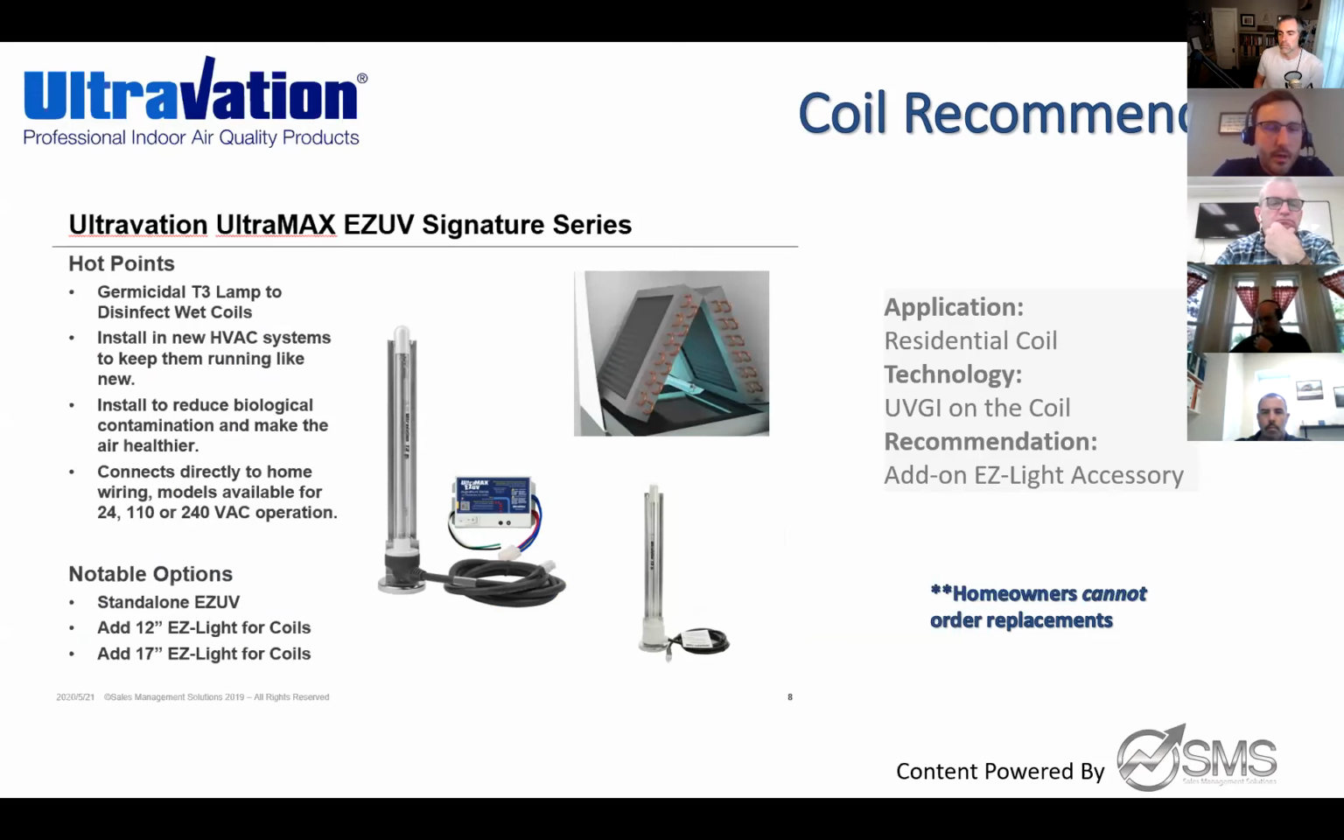It connects directly to the home wiring. Models are available for 24, 110 or 240 VAC operation. It is a standalone Easy UV. You can add a 12 or a 17-inch Easy Light for coils. You can plug this, or wire this right into your system, and you can add an extra lamp to this. The more lamps you have on a coil, the better. So if you want to add multiple lamps to your A-frame, then this is definitely a great option to have.